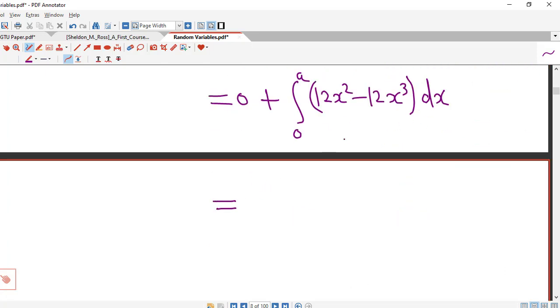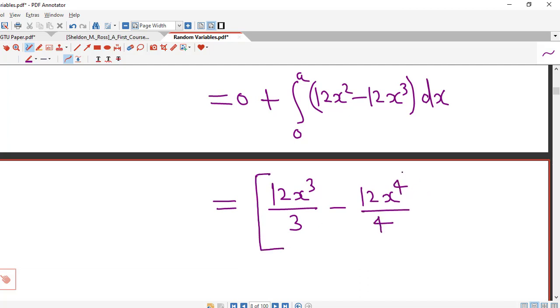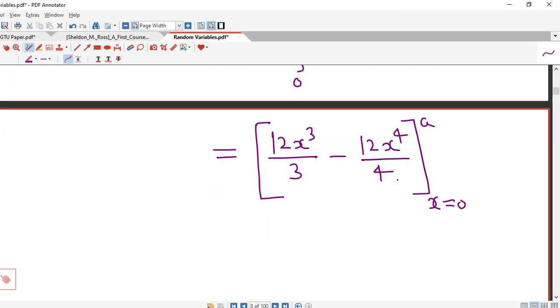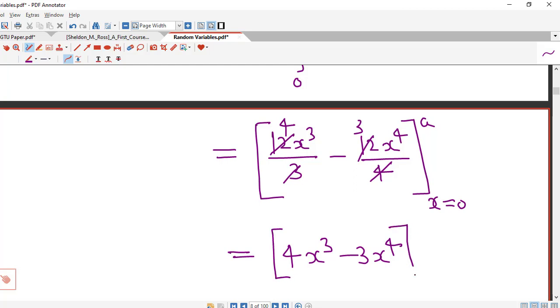So this is equal to, now we can integrate. Integral of x² is x³ by 3, minus 12 times integral of x³, which is x raised to 4 by 4. Limits of x are from 0 to a. So we can further simplify this. Here 3 will cancel out, here 4 will cancel out. So we have 4 times x³ minus 3 times x raised to 4. Limits of x are from 0 to a.